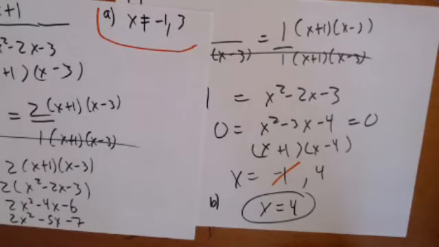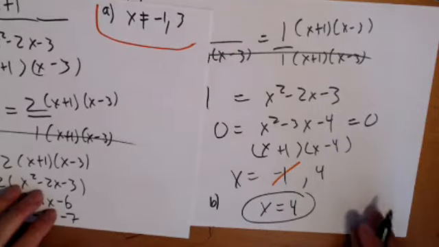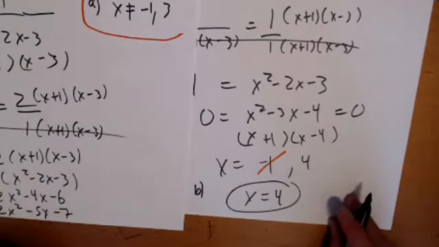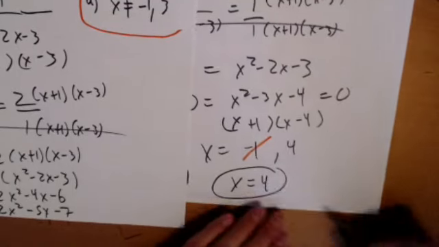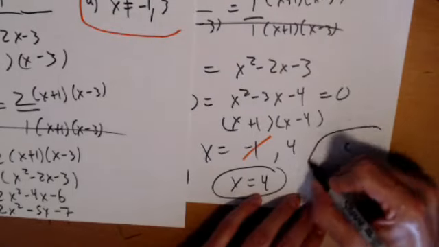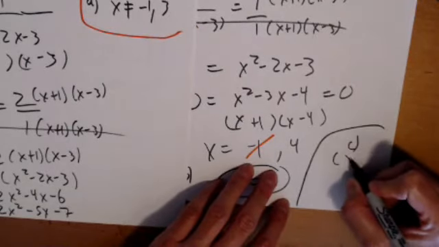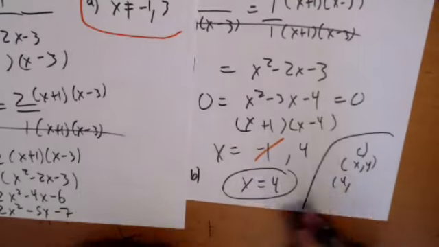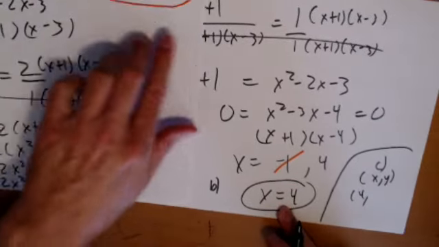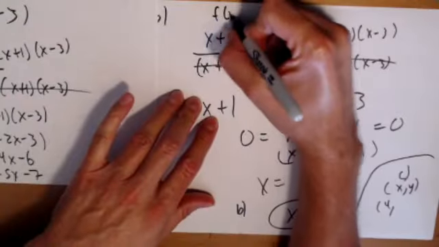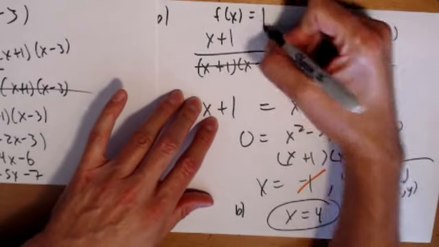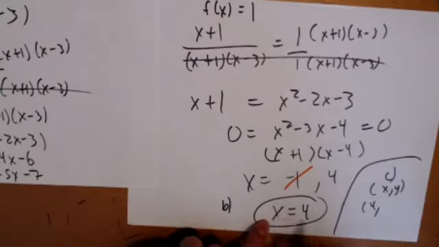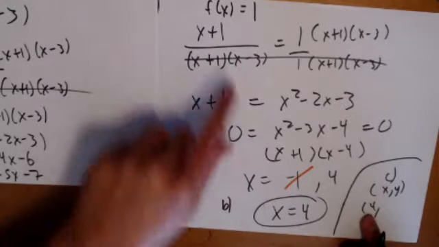And then part C says, find the points on the graph at this function value. Oh, so remember, part C, don't overthink these things. We're looking for an x, y, right? So when x is 4, the function was equal to, remember they wanted us to figure out when the function is equal to 1. So when x, as we solved here, is 4, the function was 1.